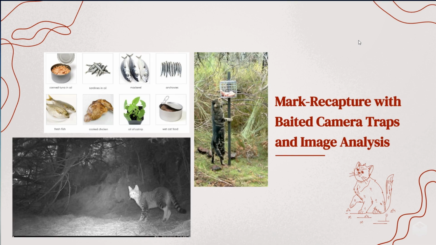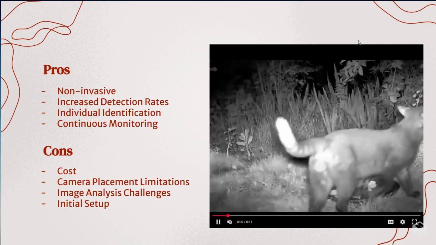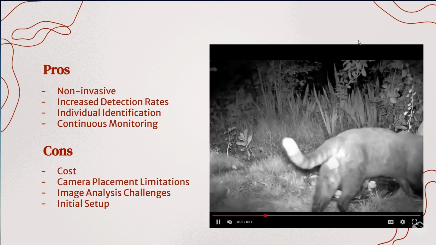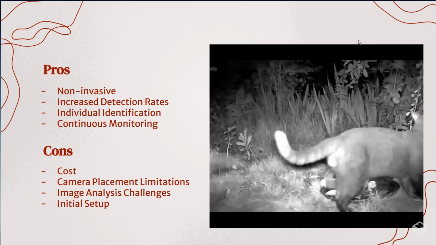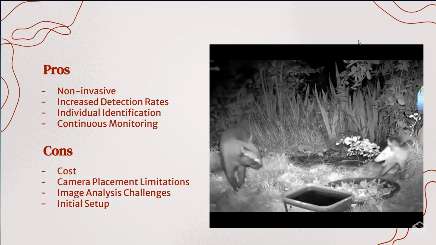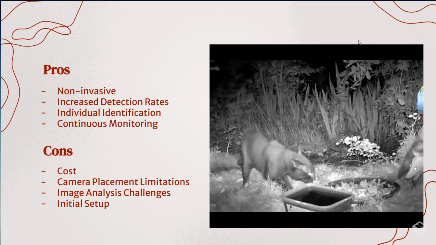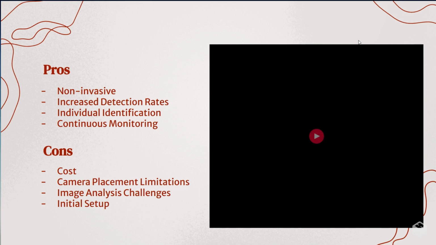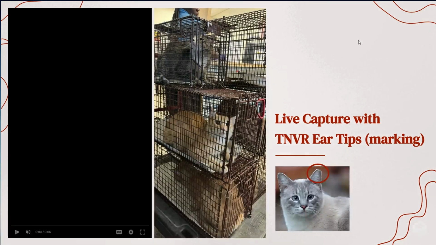Once you have data on the number of uniquely identified cats in the initial sampling period and the number of those individuals recaptured in subsequent sampling periods, you can apply the mark recapture formula to estimate the total population size of the feral cat colony. Pros to this method are that it is non-invasive, has increased detection rates, individual identification, and continuous monitoring, while cons are the cost, camera place limitations, as this is an urban environment, there are some private properties, image analysis challenges, and the initial setup of the method.